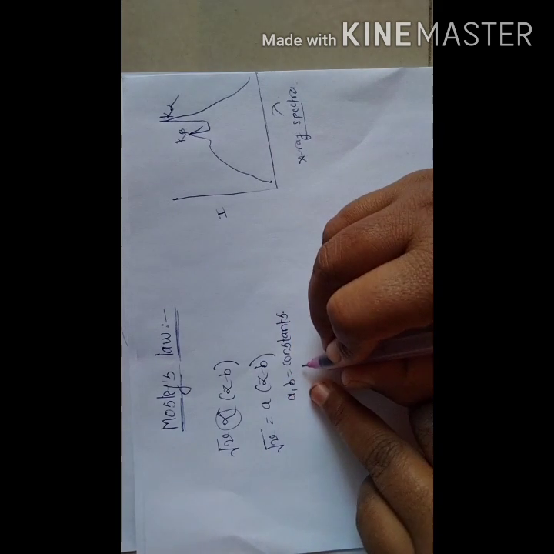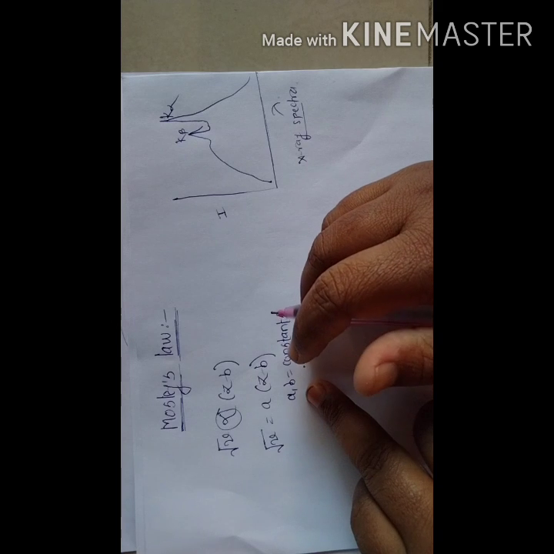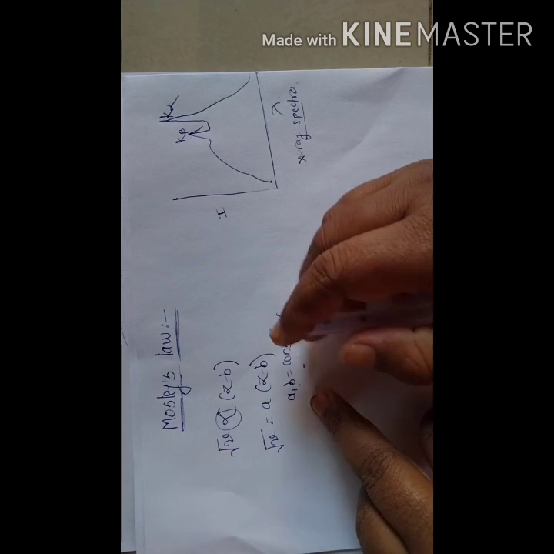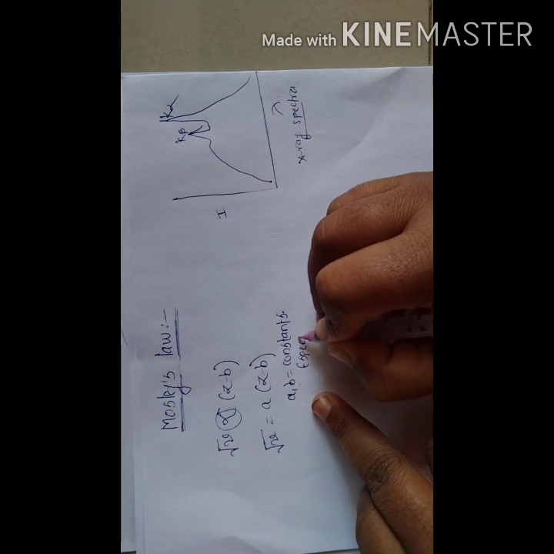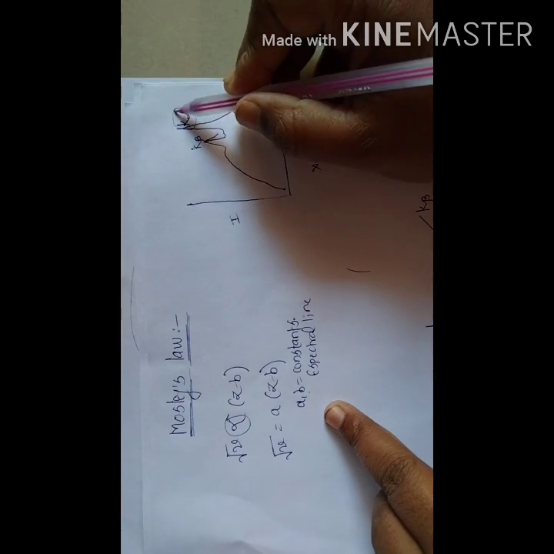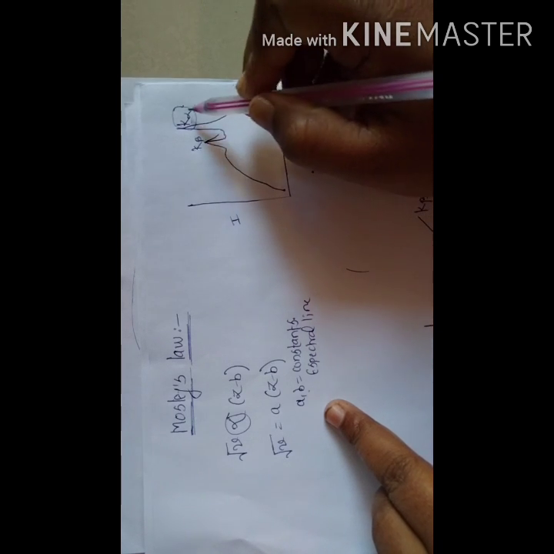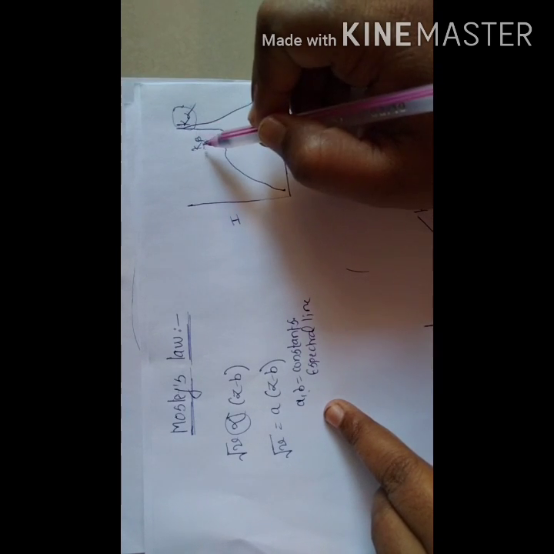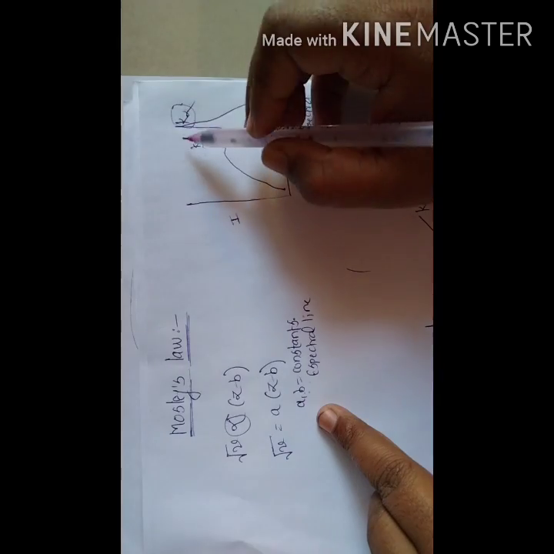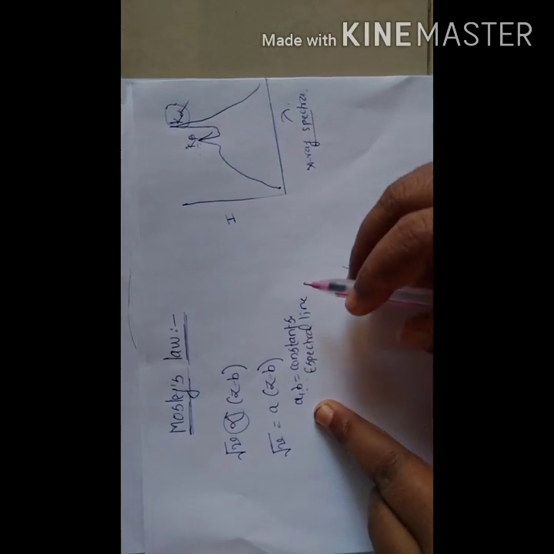These constants are dependent upon the spectral line. Which spectral line have we selected? Either it is K alpha or K beta. It depends on which spectral line you are selecting. So A and B depend upon which spectral line you have selected. Okay, so these are the constants.